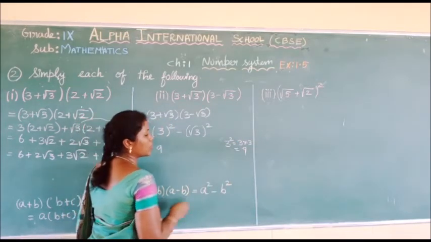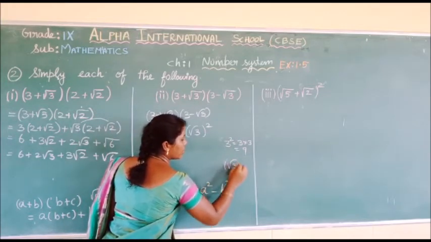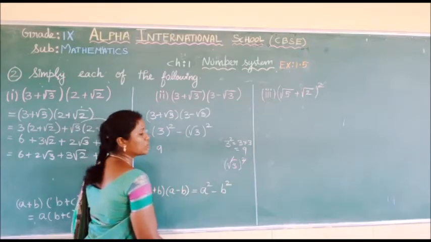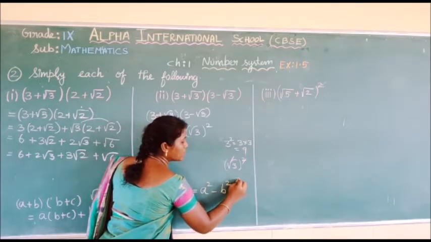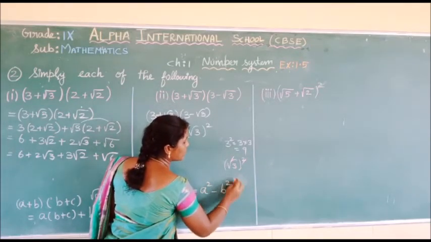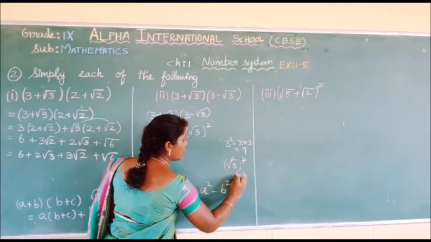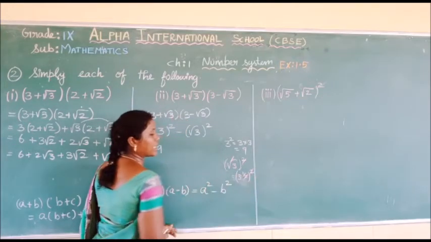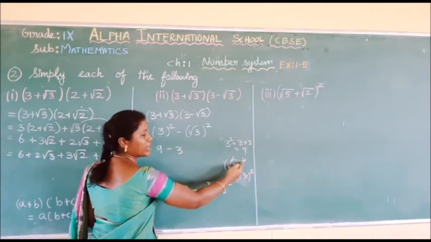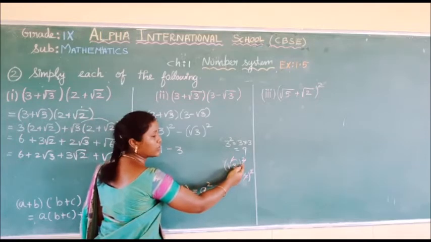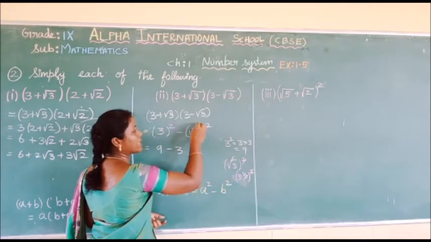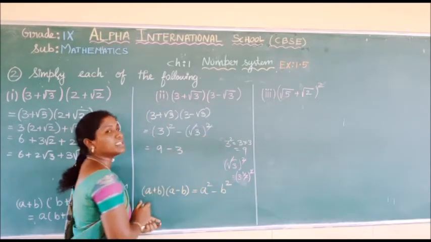What about root 3 the whole square? Here the square and square root get cancelled, because the square root is indirectly the power 1 by 2. We can expand this also: 3 power 1 by 2 whole power 2. So 2 and 2 will get cancelled. The answer is equal to 3. So minus 3. Whenever you have square and square root, they are reciprocal functions, so you can cancel them directly and we got the answer as 3.